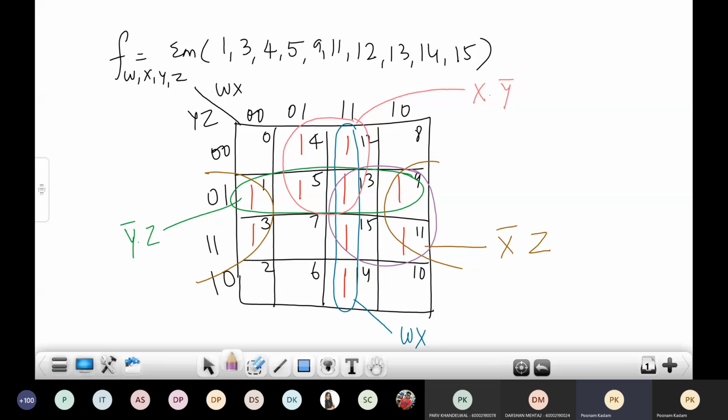Because I will say, to cover this 11, I will not use the group which is formed with prime implicant X bar Z. I want to use the group which is formed with 9, 11, 13, 15. It is going to reduce, I know, but we want the minimized function and we want to know how many possible solutions there are, right?